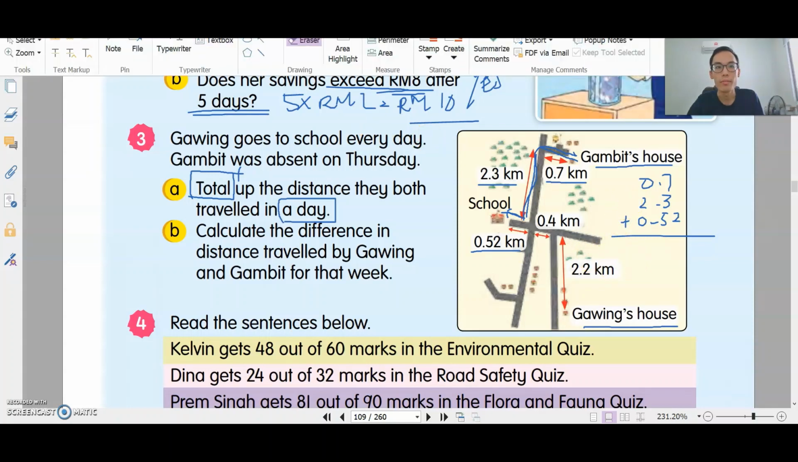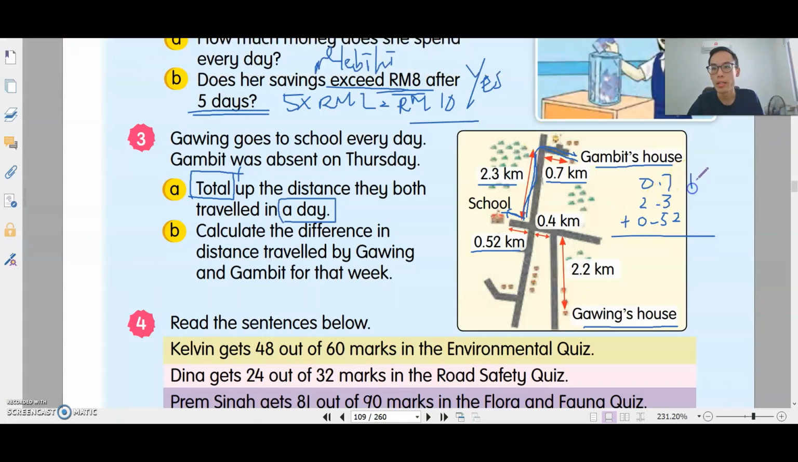And then remember to write your km. Okay, your answer also should be in km. Remember how you should arrange your decimal places. This row is 1 decimal place. The second row is 2 decimal places.